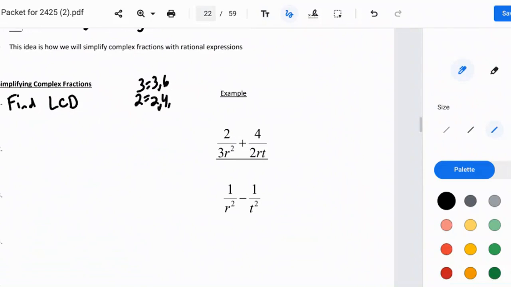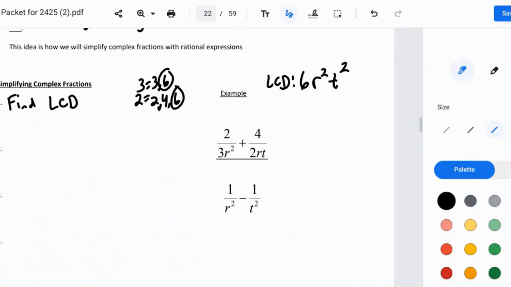So I think that 6 is my first number that they both have in common. So my LCD definitely has a 6. And then we've learned that you find the biggest variable and exponent in the bottom for each letter, and that's also part of your LCD. So the biggest number of r's is an r squared, and the biggest number of t's is a t squared. So those both get added on to your LCD.